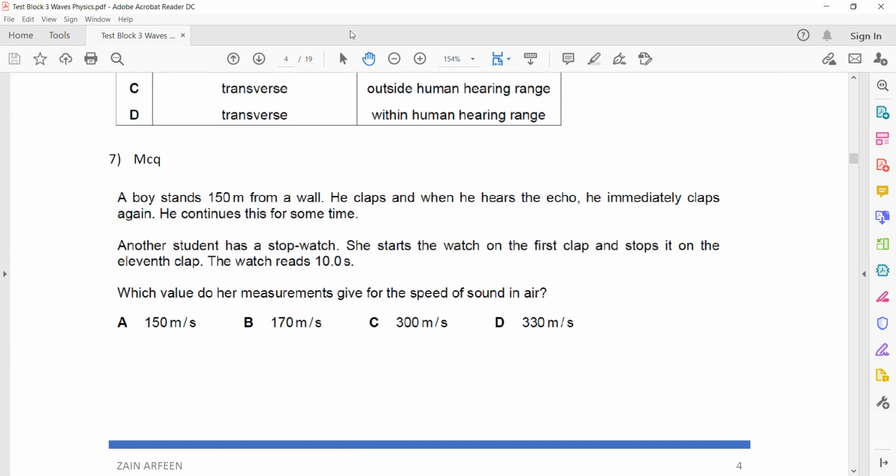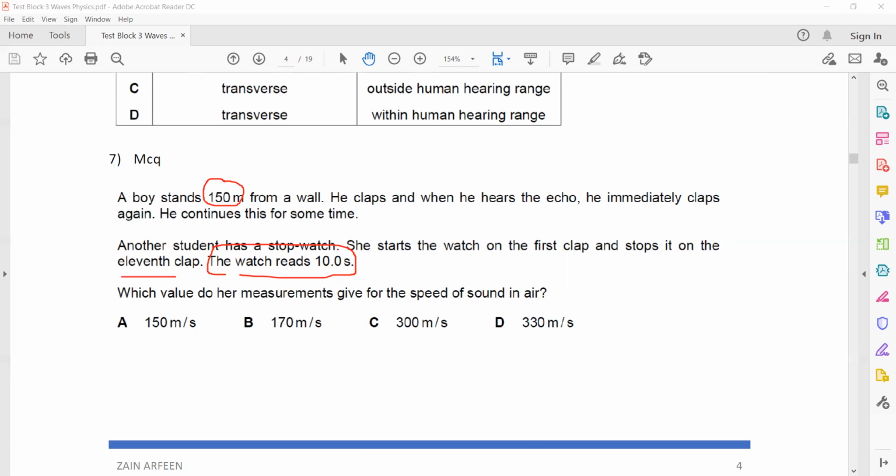In question 7, a boy stands 150 meters from a wall. He claps and hears the echo. Immediately he claps again and continues this for some time. Another student has a stopwatch. She starts the watch for the first clap and stops at the 11th one, and the time interval is 10 seconds. Which value does her measurement give for the speed of the sound?